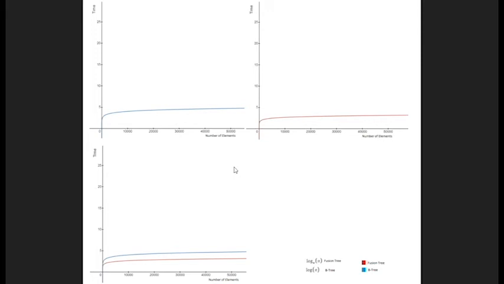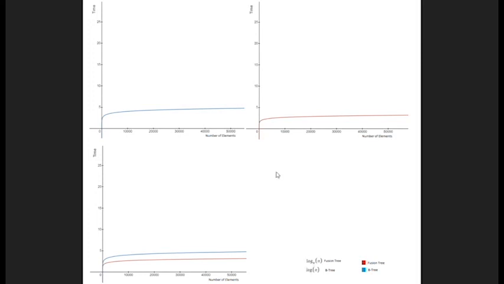So the time complexity for a fusion tree is log of n with base w, while for a B tree it's log of n. So what is this w? W is basically the word size of the data type which we have stored inside the tree. So our data type is integer in our case. The size of an integer is 4 bytes, so that would be 32 bits. So W in our case is 32.